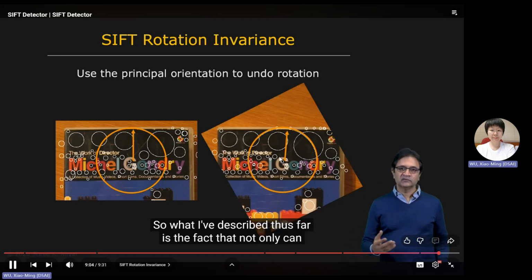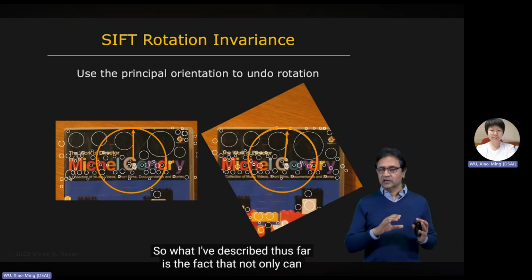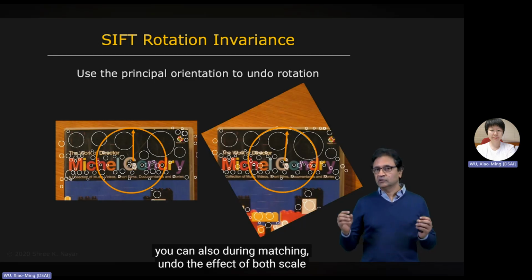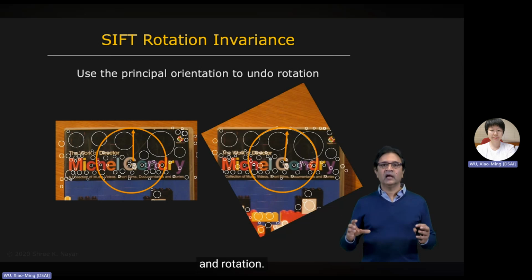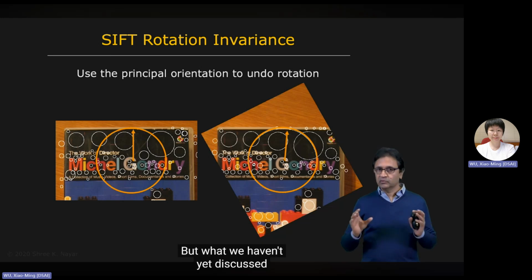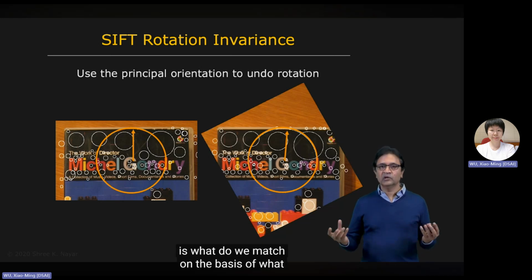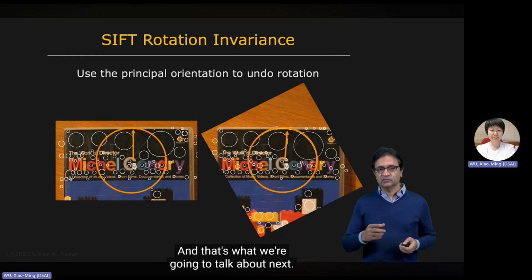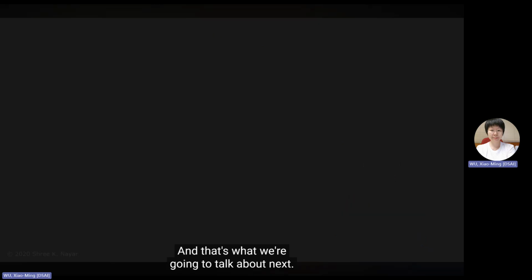So what I've described thus far is the fact that not only can you find these SIFT interest points, but in each case you can also, during matching, undo the effect of both scale and rotation. But what we haven't yet discussed is, what do we match on the basis of? What is the signature that we want to use to match two features? That's what we're going to talk about next.